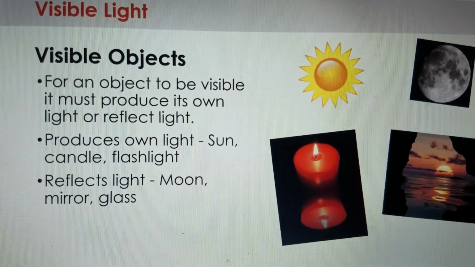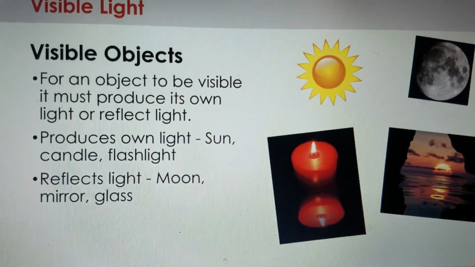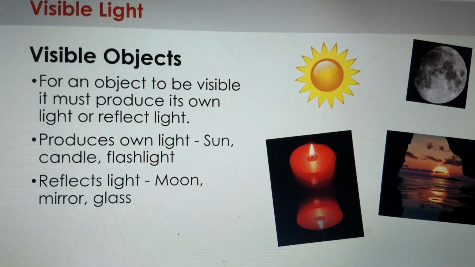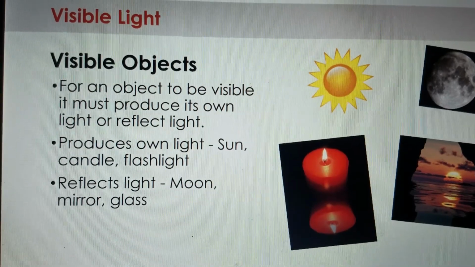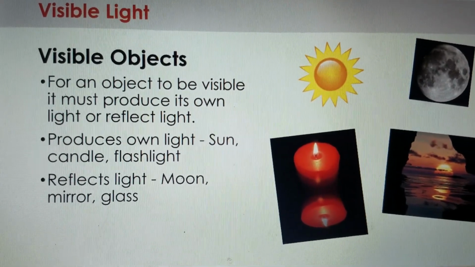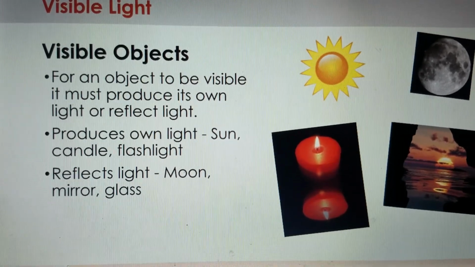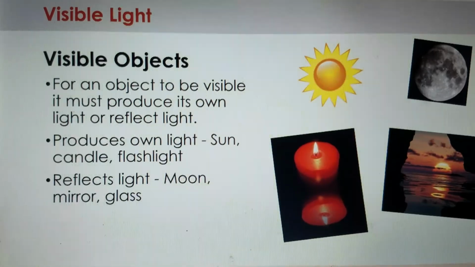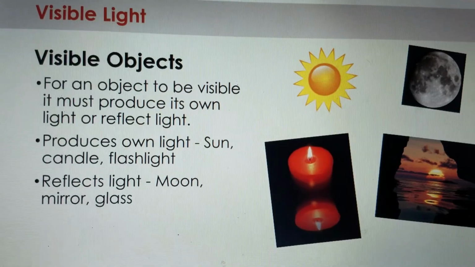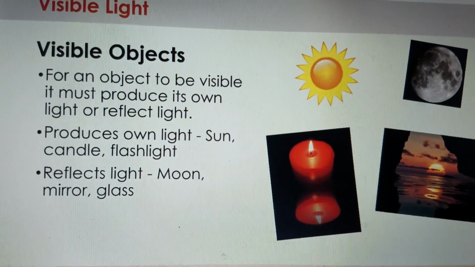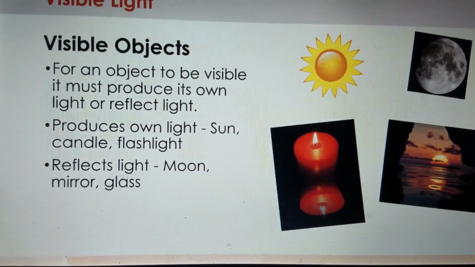In order for any object to be seen by us, it either has to produce light on its own or it has to reflect light. Some examples of objects that produce their own light would be the sun, a candle, a flashlight. Objects that we see because they are reflecting visible light would include the moon, which does not produce any light of its own. It only reflects light from the sun.